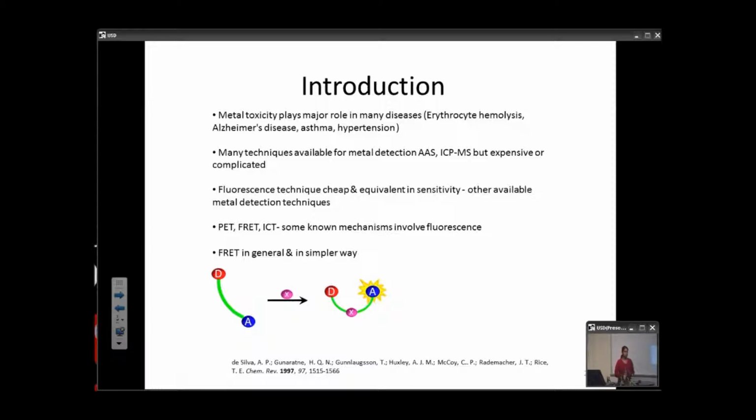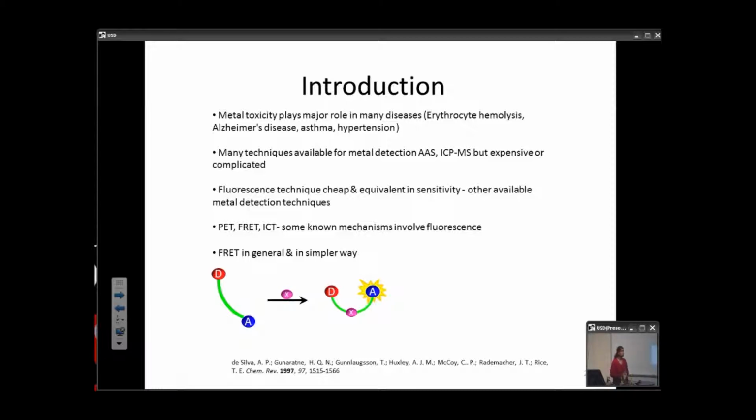We know we need some metals for our basic nutrients, but if it exceeds a level, then it may mimic some known diseases like erythrocyte hemolysis, Alzheimer's disease, asthma, and hypertension. So we need to detect these metals, and there are a lot of techniques available for metal detection.